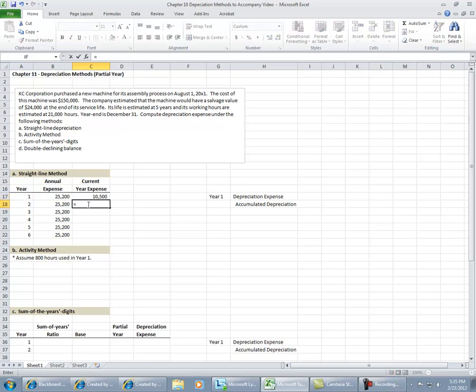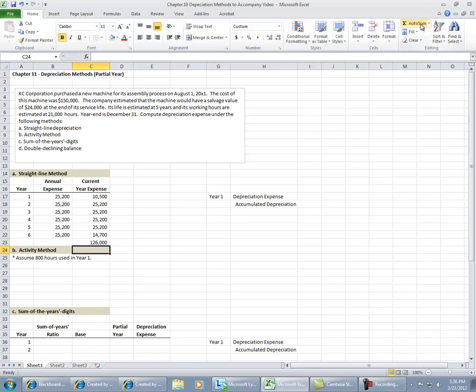In the next 4 years, we would expense the entire amount. And in the last year, we would have a partial year, from the beginning of the year, January, through August 1st. So here's where we'd pick up the other 7 months. And so we would have $14,700 in that very last year.